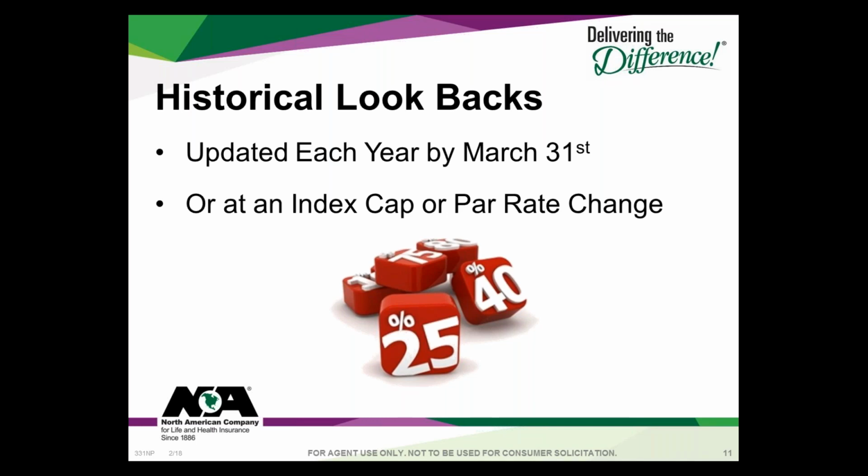No index selection can illustrate higher than the benchmark, the S&P 500 point to point, even though an index selection might have historically done better. For example, our S&P 500 point to point with spread has historical lookbacks significantly higher than the S&P 500 point to point. But one of the AG 49 regulations is that you can't illustrate higher than the benchmark index, which is the S&P 500 point to point. And so even though our uncapped with spread has higher historical lookbacks, it's not illustrating any higher than the S&P point to point. So that's just a little bit of background on lookbacks.